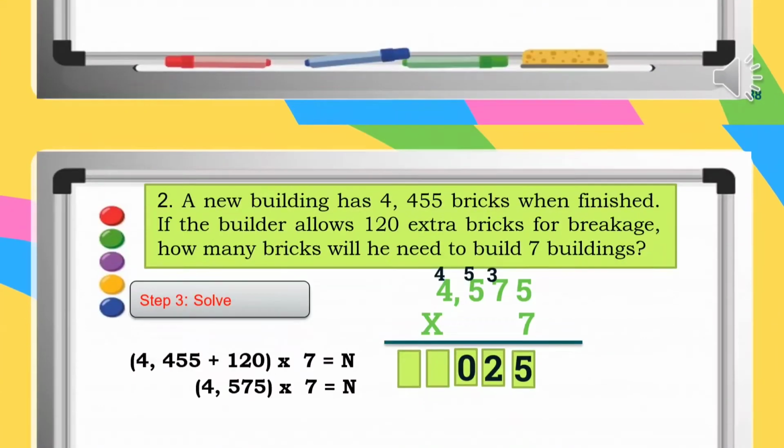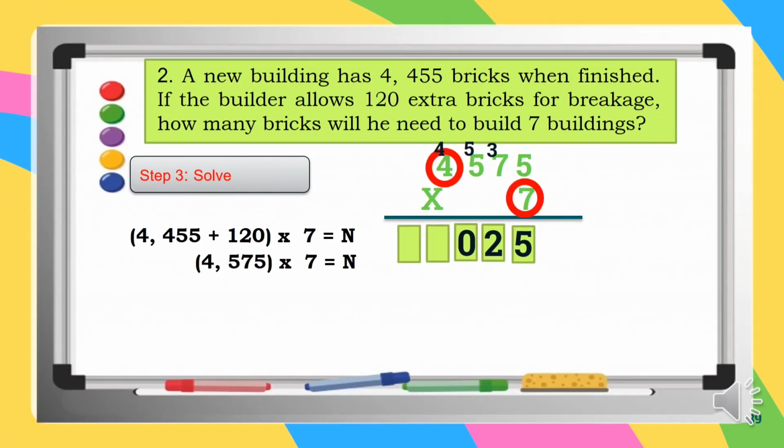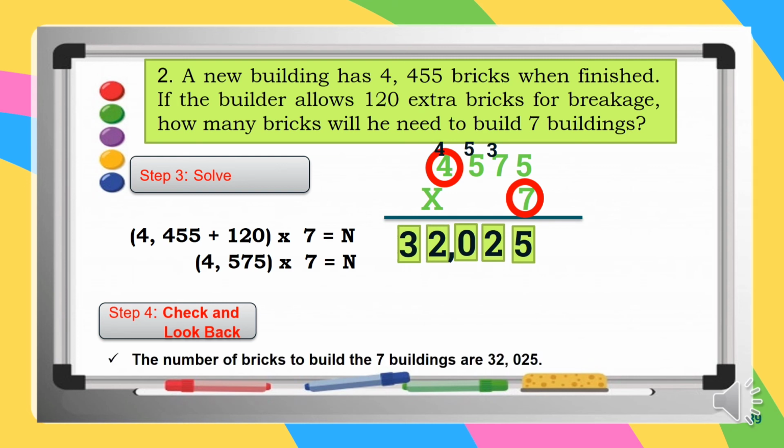So let's multiply 7 and 4. 7 times 4 is equal to 28. Plus 4 is equal to 32. Therefore, the product of 4,575 and 7 is equal to 32,025. Step 4 is to check and look back. The number of bricks to build the 7 buildings is 32,025.